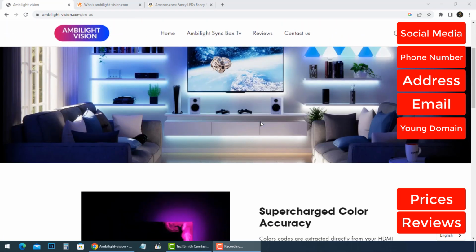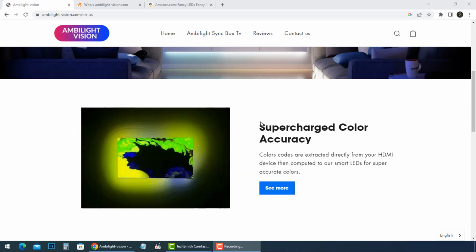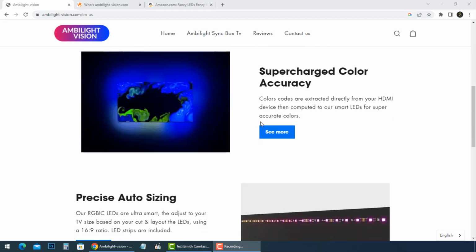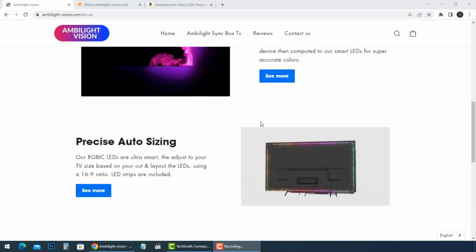If you have shopped at ambilightvision.com and are concerned about your transaction, it is important to contact your bank or financial institution to have the transaction cancelled and your money refunded.